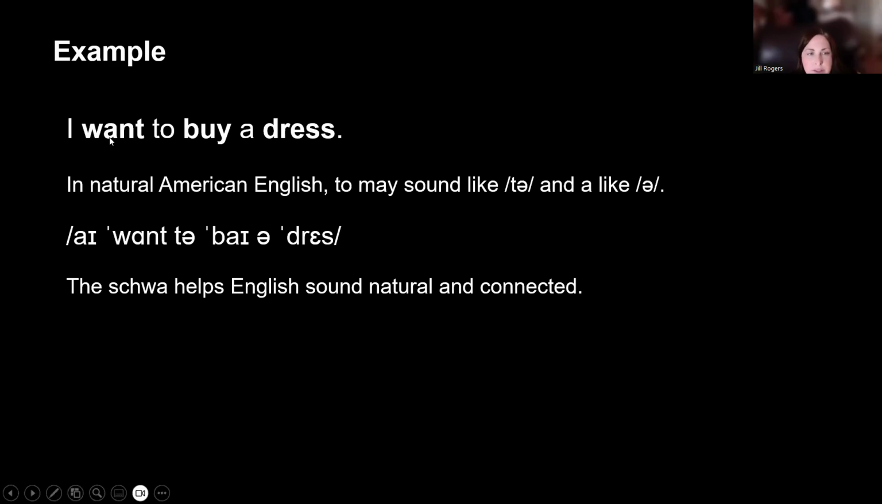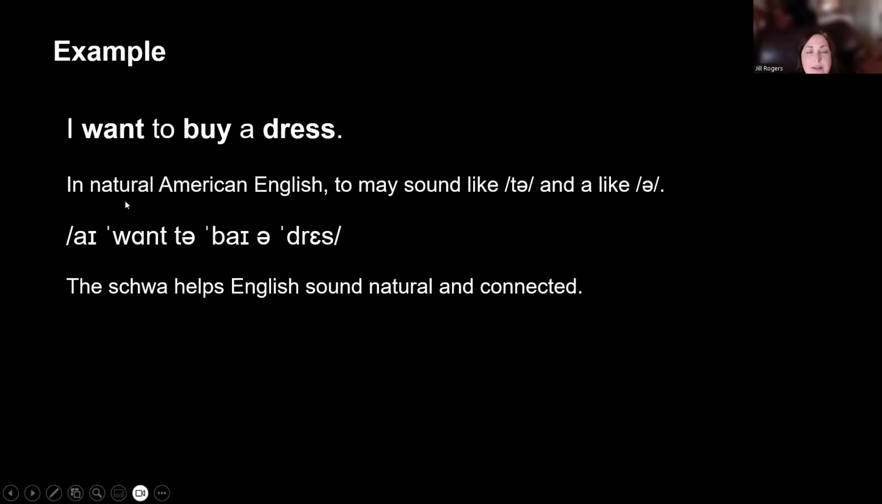Now you'll notice want, verb, buy, verb, dress, noun. These are the words that show the meaning in this sentence. I want to buy a dress. Da da da da da da da. Okay, so this is the rhythm of English.